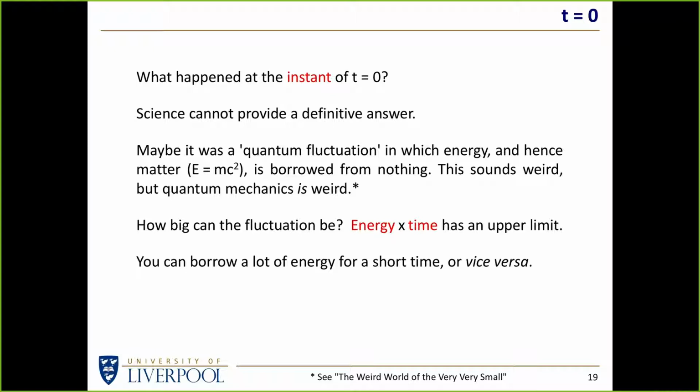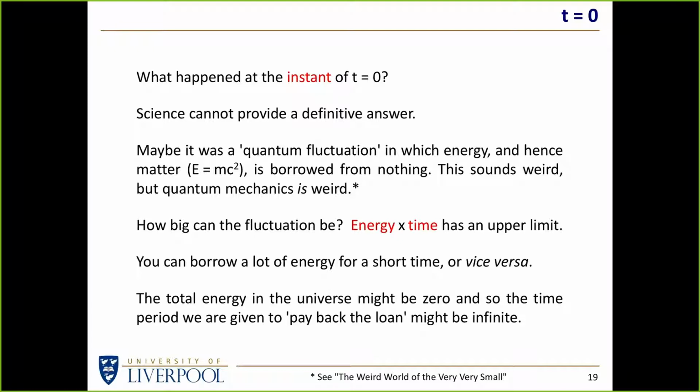So the key thing is, well, how much energy do we need to borrow to make a universe? If you add up how much energy there appears to be in the universe, try and work out how much mass is out there, and we know the energy equivalent of that, E equals mc squared, and we can work out how much energy there is based on gravitational energy. All of the mass energy is positive and all the gravitational energy is negative, and it might well be that the total is 0, or at least very small.